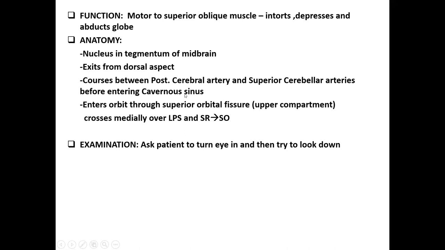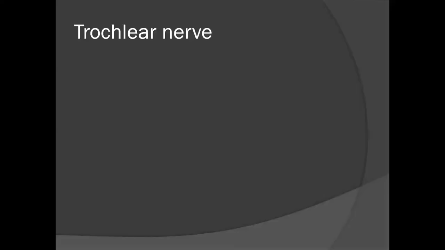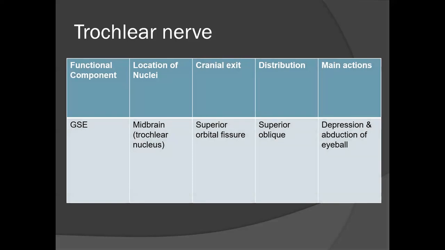And then it passes on the lateral wall of the cavernous sinus, after which it enters through the superior orbital fissure in the upper compartment along with the lacrimal and frontal nerves. And it passes across the levator palpebrae superioris and the superior rectus muscle to supply the superior obliquus muscle. So the superior obliquus muscle is solely supplied by this trochlear nerve.